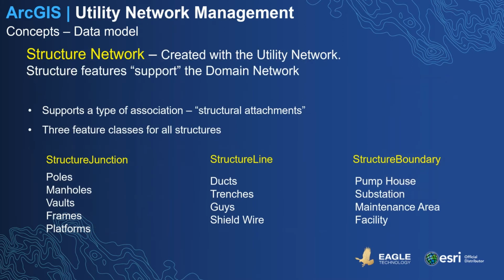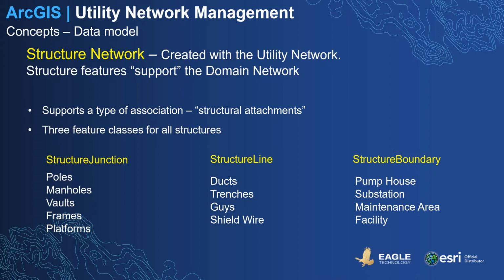The structure network defines what carries or supports your domain network. These are designed to be leveraged right across your network and can be shared by multiple domain networks like fiber optics and electric lines. So there are 3 feature classes for all structure networks. Structure junctions are the point features that can either be a structural feature to which a device is attached or a container of multiple devices.